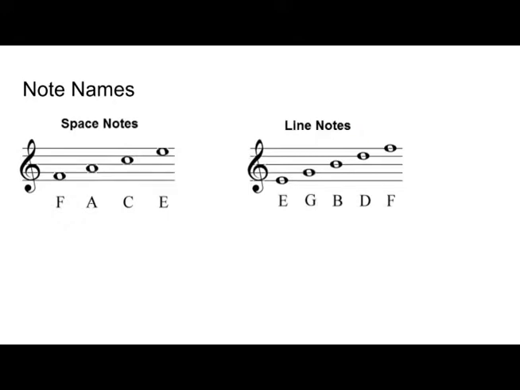For instance, in a treble clef, the space notes are F, A, C, and E. And the notes on the lines are E, G, B, D, and F. F, A, C, and E are pretty easy to remember because they spell out the word face, but E, G, B, D, and F might give you some difficulty. So here's a couple helpful acronyms that you guys can use. Every good boy deserves fudge is a popular one used in schools, or my personal favorite is even George Bush drives fast.